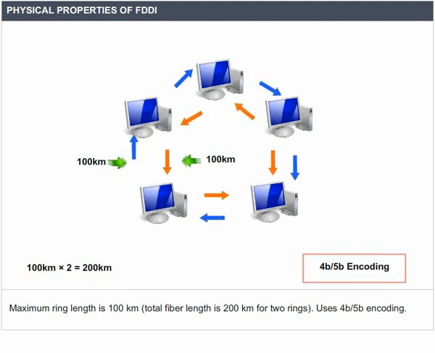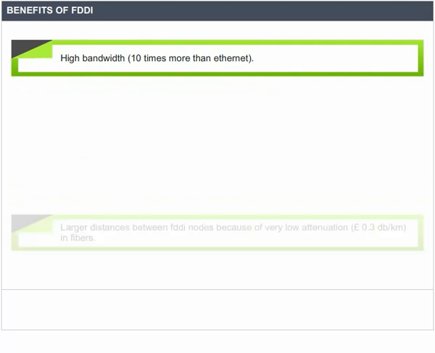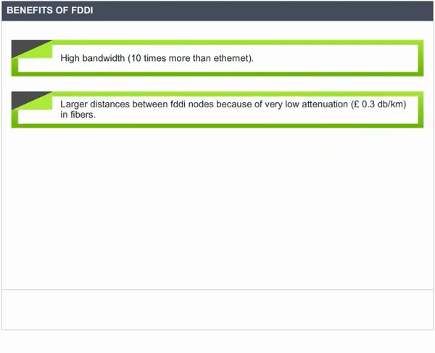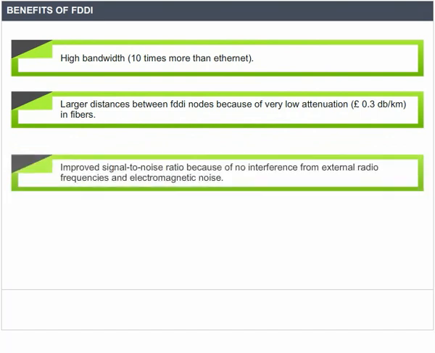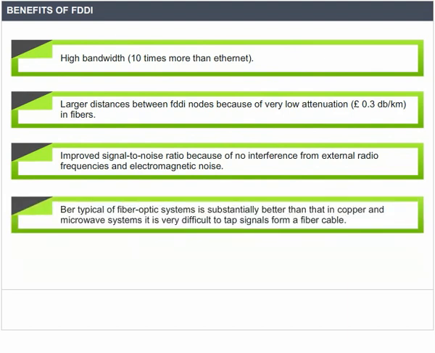Benefits of FDDI. High bandwidth, 10 times more than Ethernet. Large distances between FDDI nodes because of very low attenuation in fibers. Improved signal-to-noise ratio because of no interference from external radio frequencies and electromagnetic noise. Best typical of fiber optic systems, it is substantially better than that in copper and microwave systems. It is very difficult to tap signals from a fiber cable.